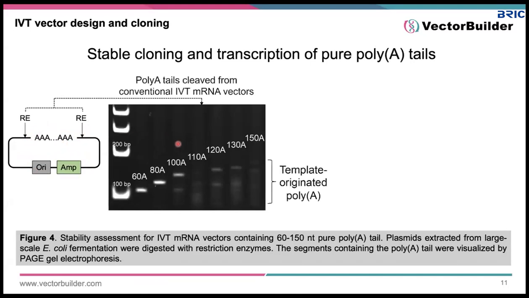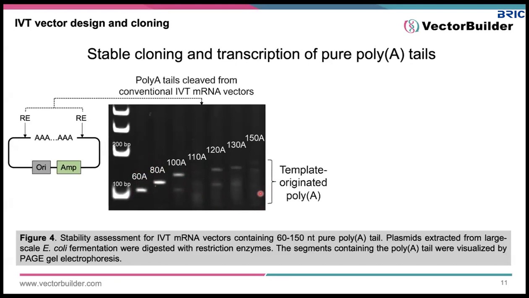And here's the result. As you can see, when the polytail is around 60 or 80 nucleotides, you can still have one unique sharp band, which shows that the polytail region on the plasmid is still intact when the polytail is below 80 nucleotides. However, when you extend that to 100 nucleotides or beyond, you start to see a secondary band, or multiple bands, or even a smear of smaller bands.